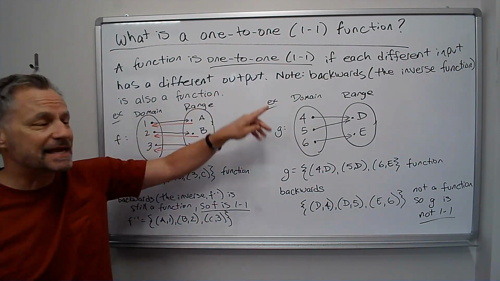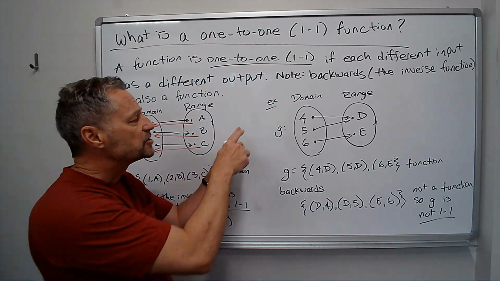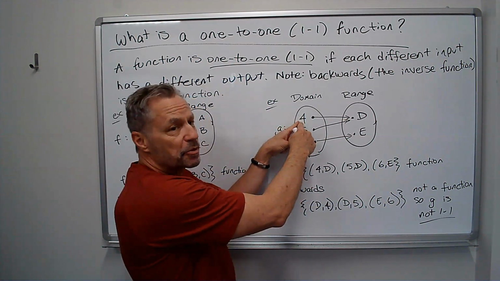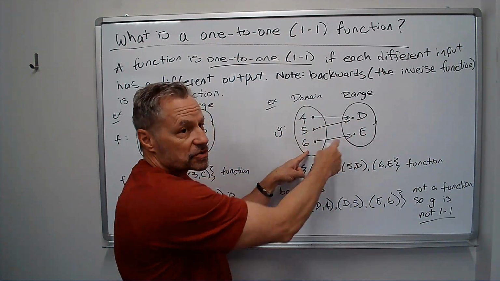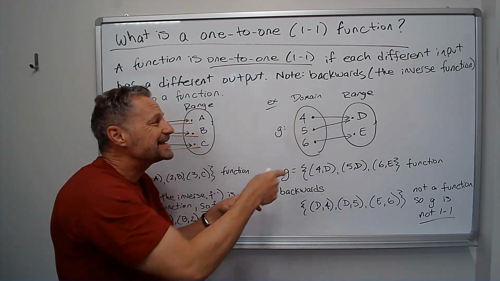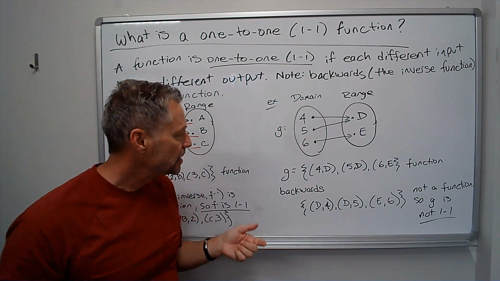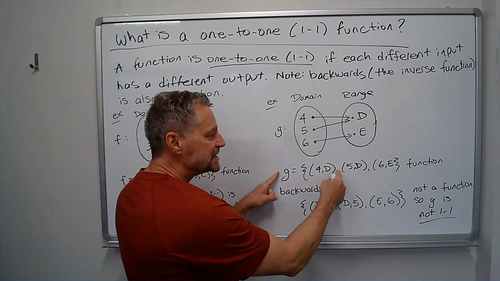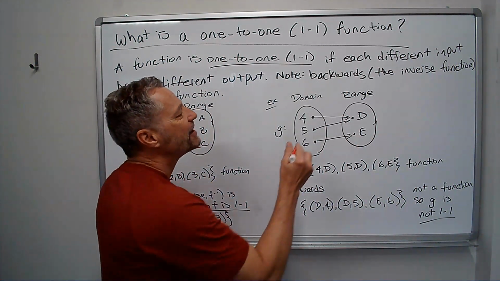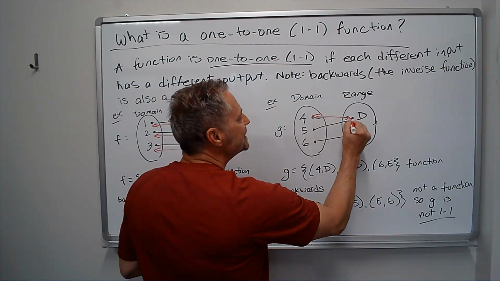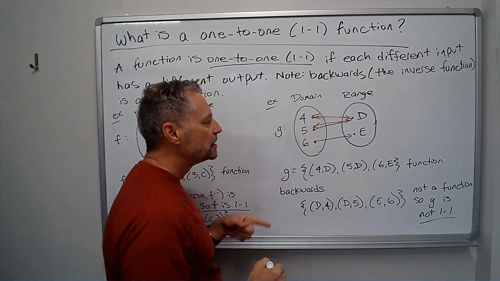Here's another example. This is still a function, because remember, to be a function, each input goes to one output. 4 goes to D, 5 goes to D, 6 goes to E. Each of these things in the domain only goes one place. And so if I write it up, 4 goes to D, 5 goes to D, 6 goes to E, that's a function. But if I go backwards, D goes 2 places.